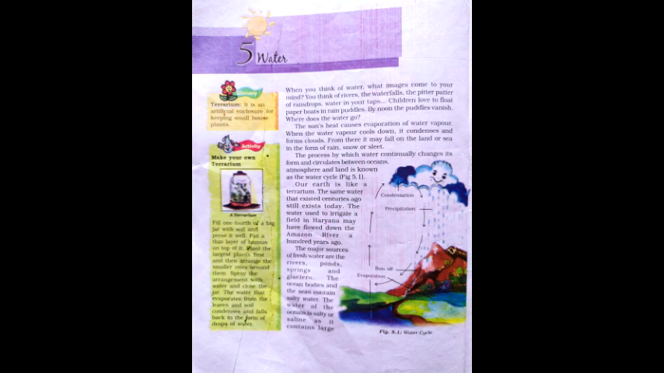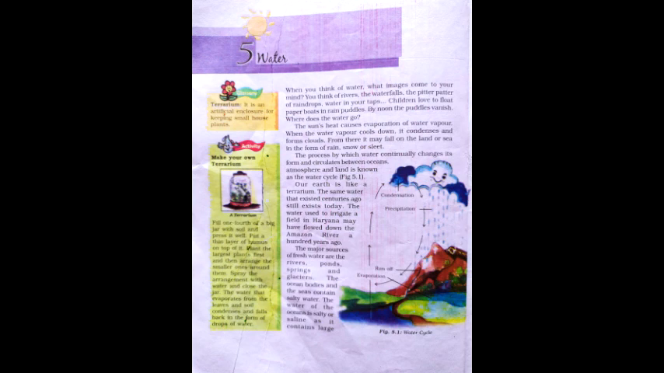Students, our earth is like a terrarium. The same water that existed centuries ago still exists today. The water used to irrigate a field in Haryana may have flowed down the Amazon River 100 years ago.